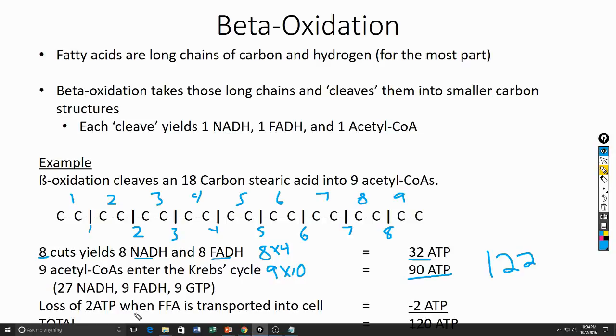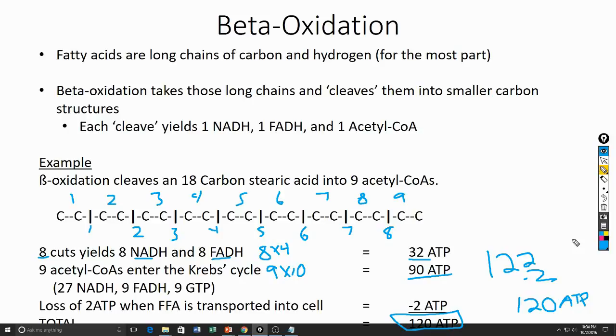Now, it costs 2 to transport it into the cell, so subtract 2. Net result is 120. 120 ATP from one fat molecule. Let's think back to that glucose molecule.